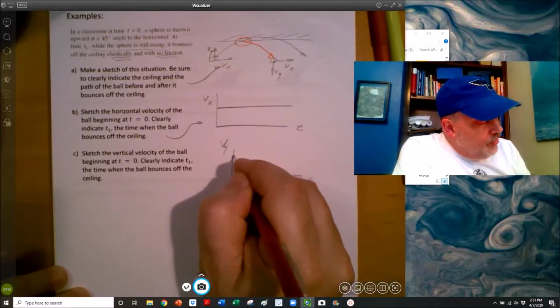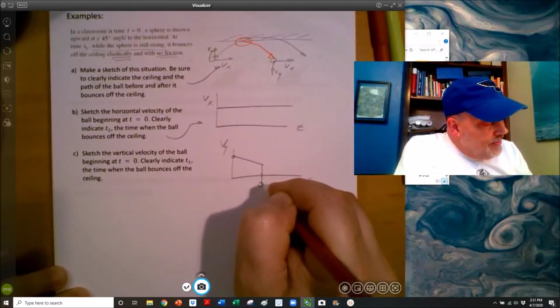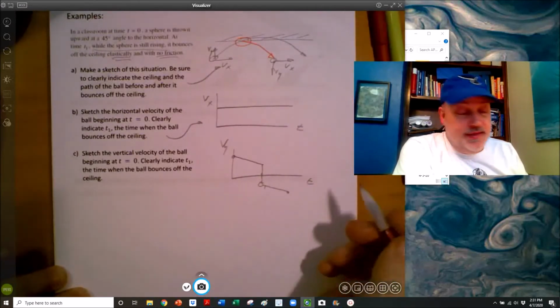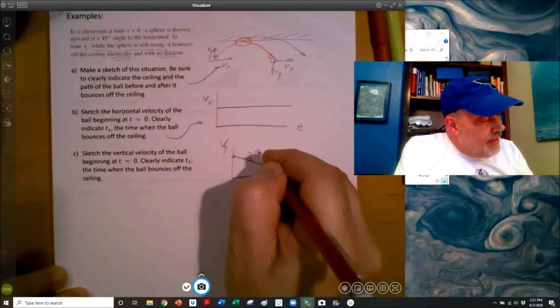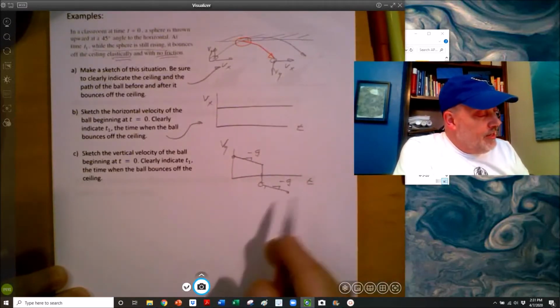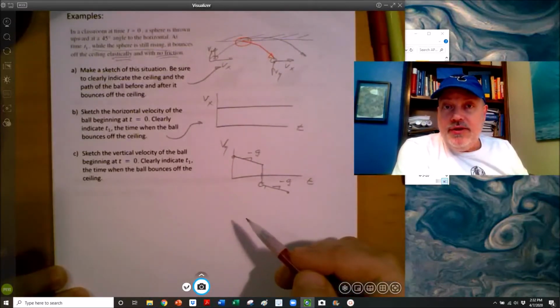Okay, so it's slowing down on the way up, and then it hits the ceiling, and then it speeds up on the way down. So this slope should be negative g in both cases. All right, so that's what it should look like. So it's just got this little notch in it in the y direction.